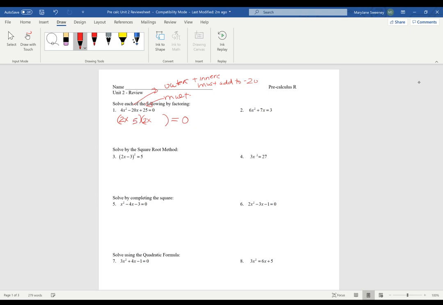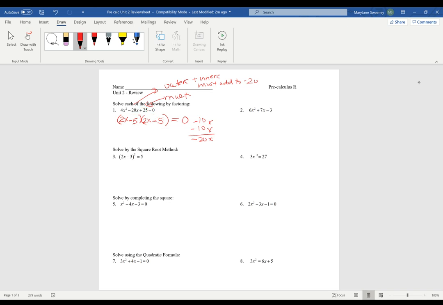25 is 5 and 5. Let's see, outers, inners, I get a 10x, which will add to negative 20 if I make those both negative. And I do want to confirm that if I make them both negative, they will multiply to a positive 25.